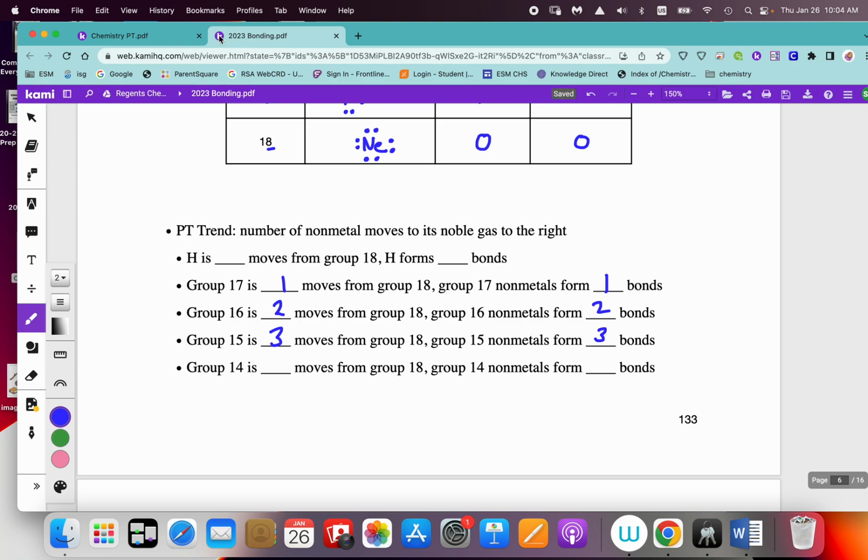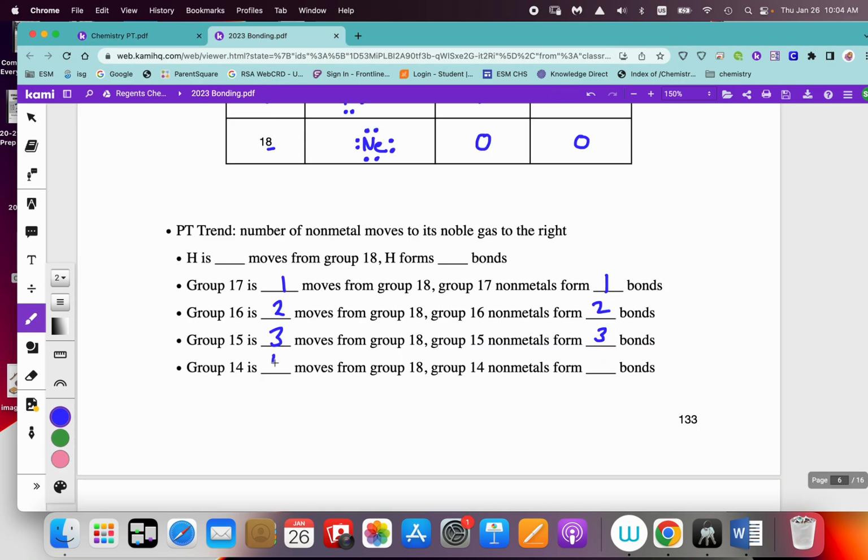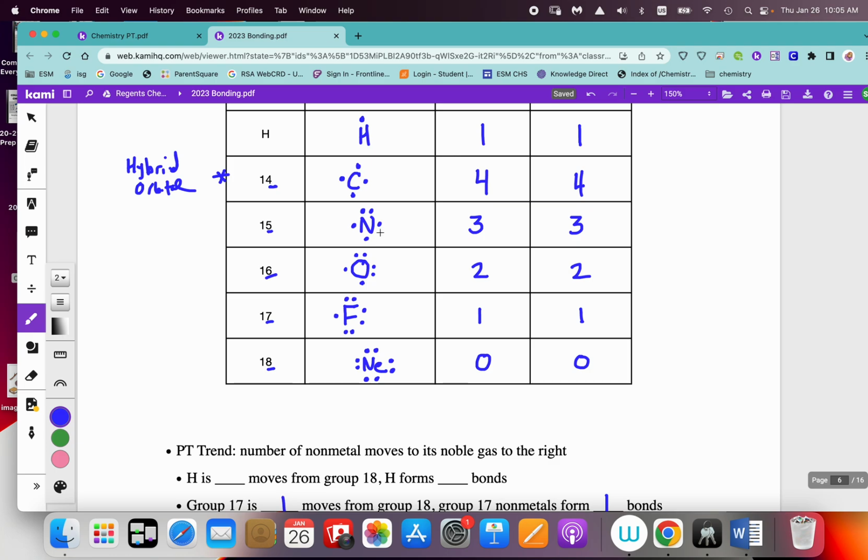I hope you're seeing the trend here. Group 14 nonmetals like carbon and silicon, look at the moves: 1, 2, 3, 4. So they are 4 moves from their group 18 noble gas, so they need to form a total of 4 bonds. And when we look at this idea and look at their dot diagrams, it makes sense.